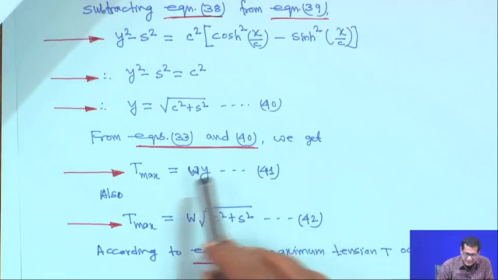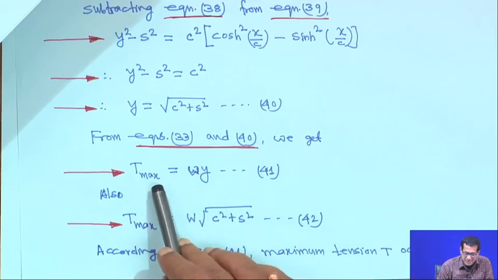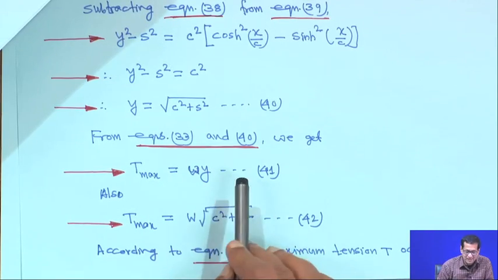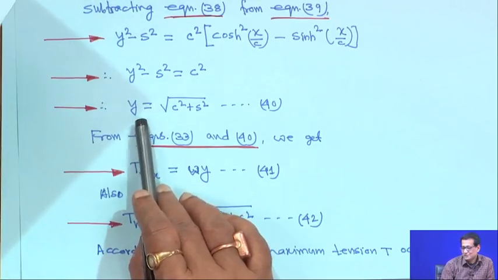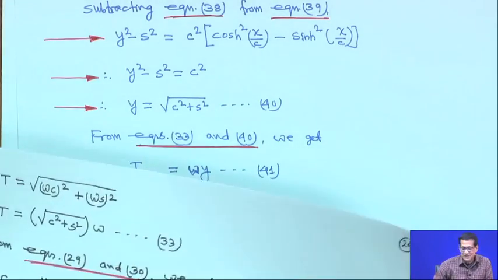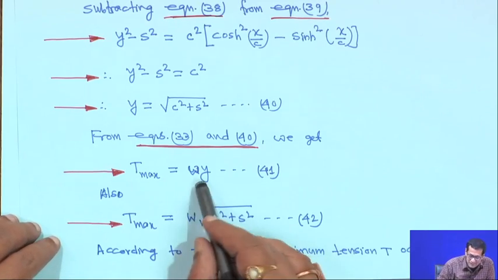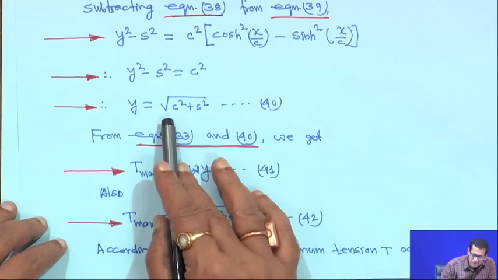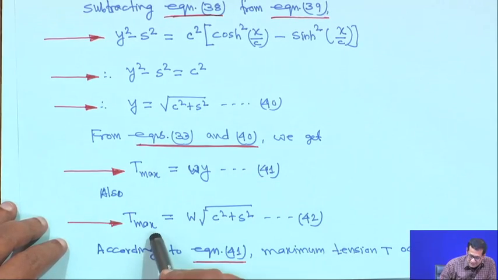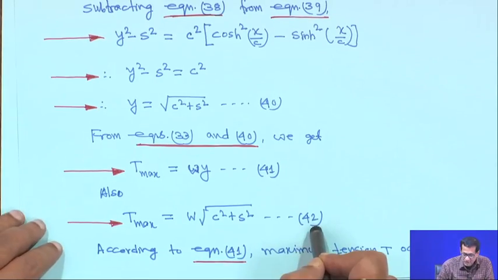That is the maximum tension, right. From equation 3 we get T max is equal to w into y, because y is the maximum one, y is equal to c plus d, actually, from this figure that you have seen again and again. So, T max is w into y, this is equation 41, and y is equal to root over c square plus a square, so T max is equal to w into root over c square plus a square. This is equation 42.